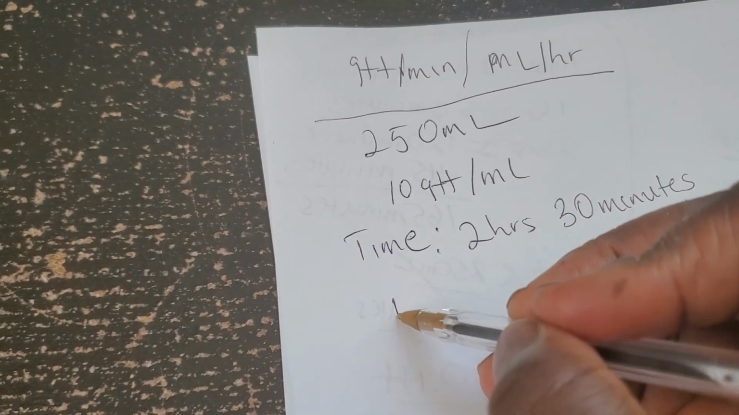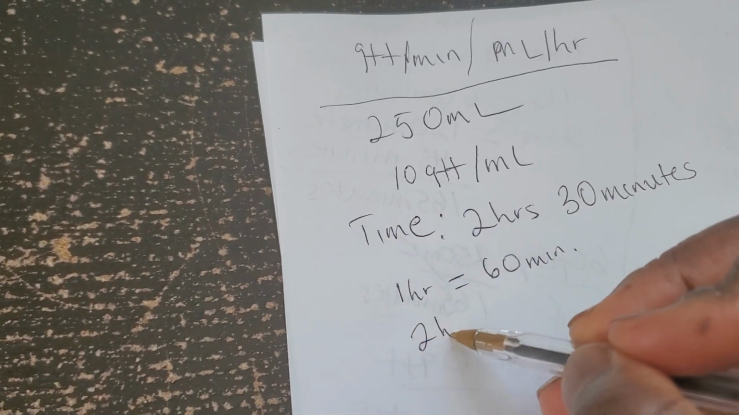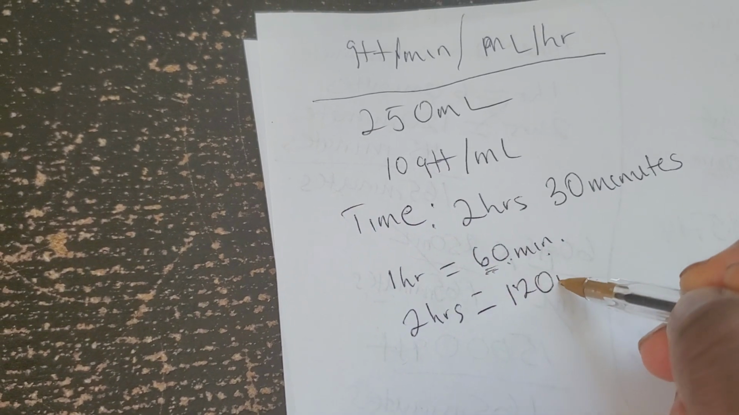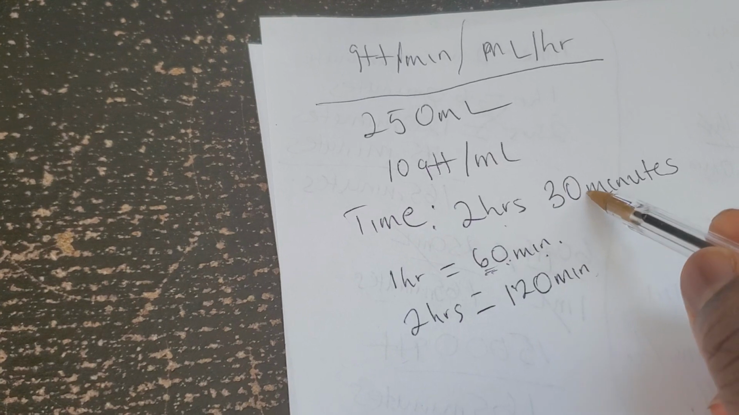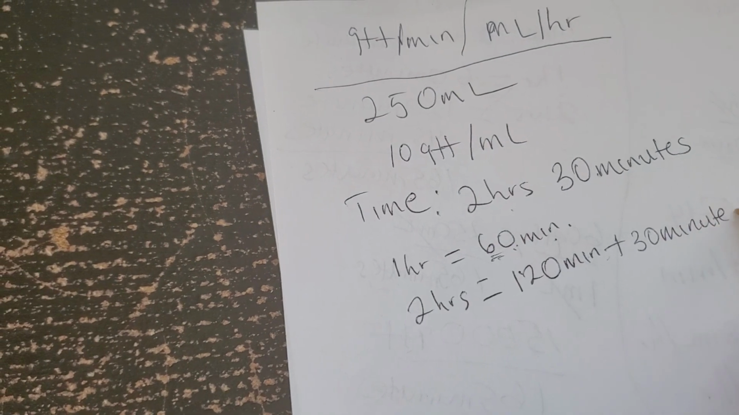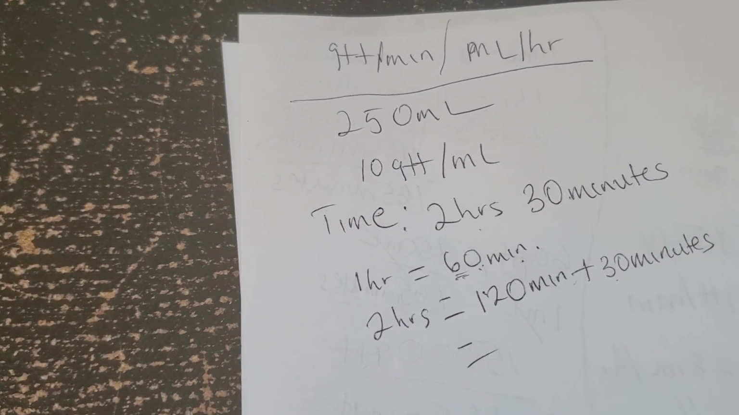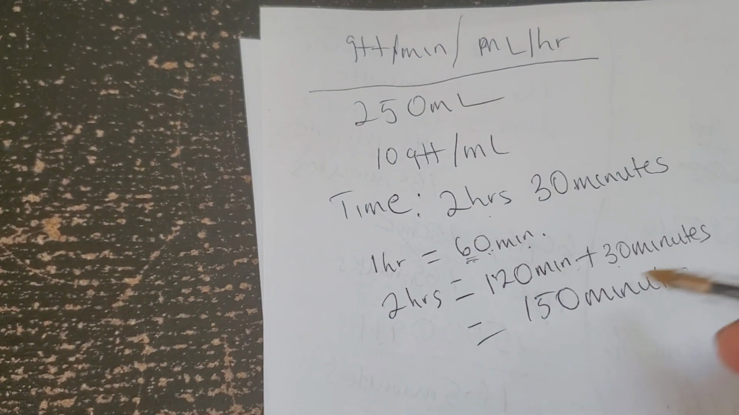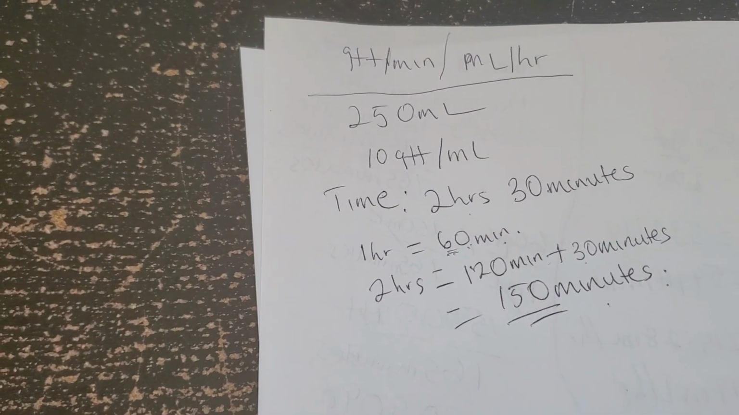I'm going to go through it again. 1 hour is 60 minutes. 2 hours will be twice the 60, which gives us 120 minutes. Then we add the 30 minutes to get the overall minutes needed. 120 plus 30 will give us 150 minutes. So 150 is what we have as our total.